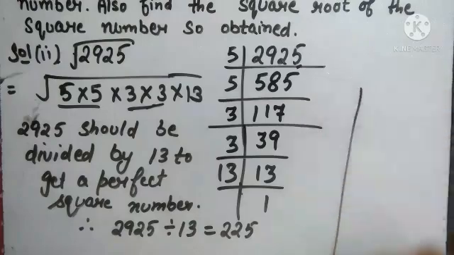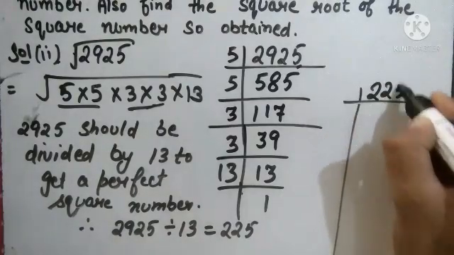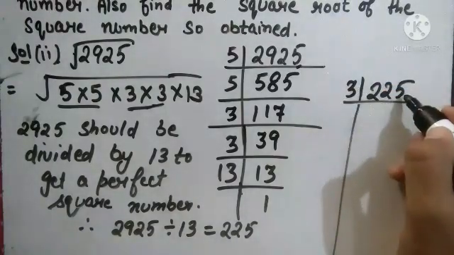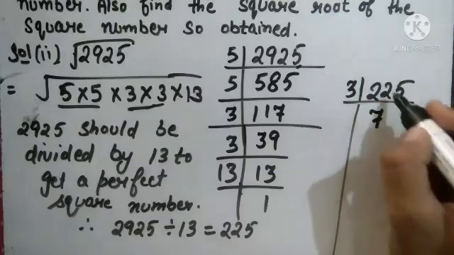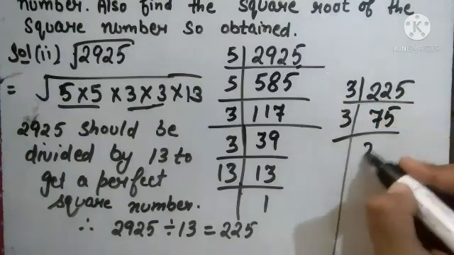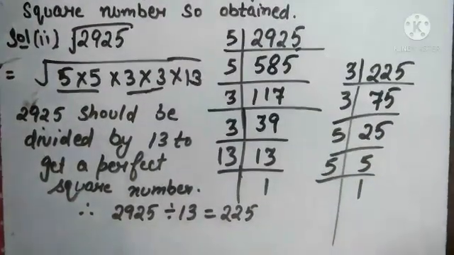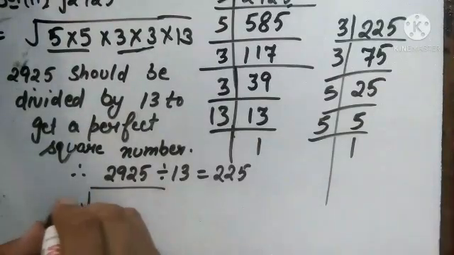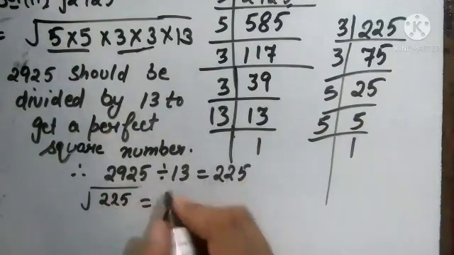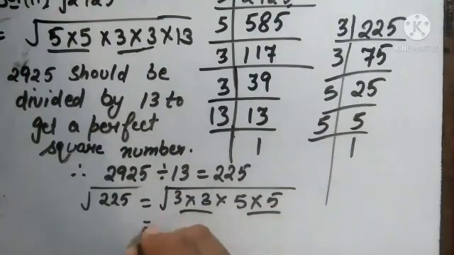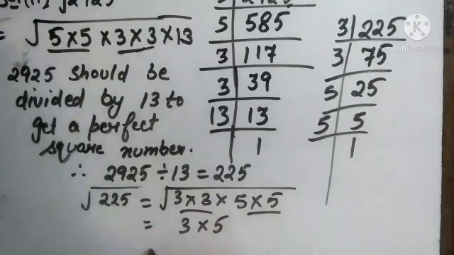Again this 225, we have to find its square root, so we can write its factorization. 2 plus 2 plus 5 is 9, so that can be divided by 3. 3 sevens are 21, 3 fives are 15, 3 twos are 6, 3 fives are 15, 5 fives are 25, 5 ones are 5. So the factors of 225 are 3 multiply 3 multiply 5 multiply 5. From these two pairs we can take out the 3 and 5. The product of 3 and 5 is equal to 15. It means the square root of 225 is equal to 15.